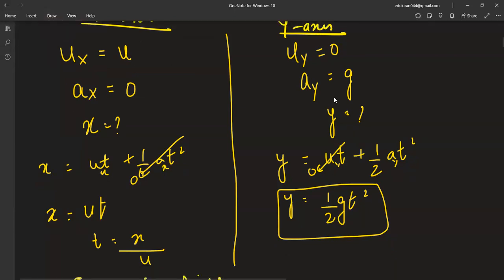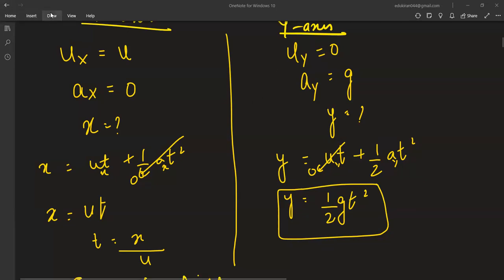We take one direction as positive, other as negative. But here what is happening? Had there been an initial velocity, then we might be using minus g over here and making this as plus, or making this as minus and making this as plus. Is this clear? Yes, ma'am. All right. So this is the equation of trajectory.